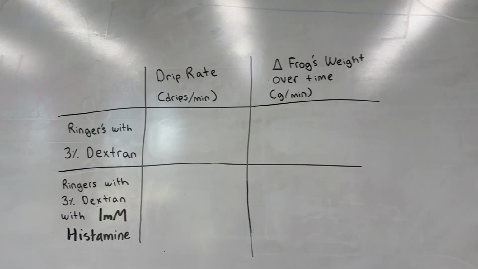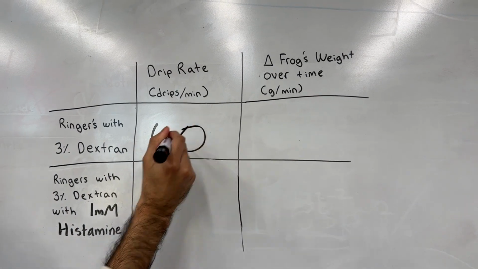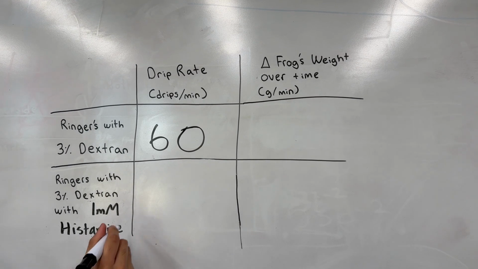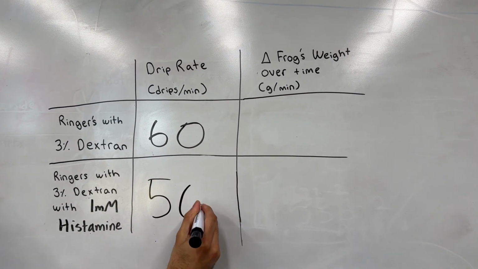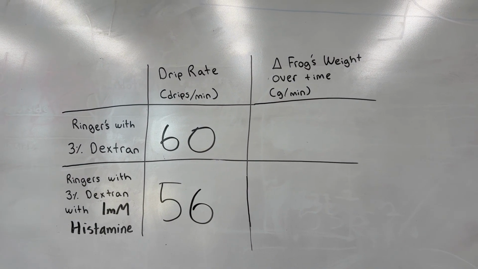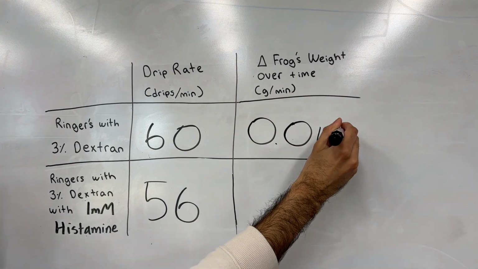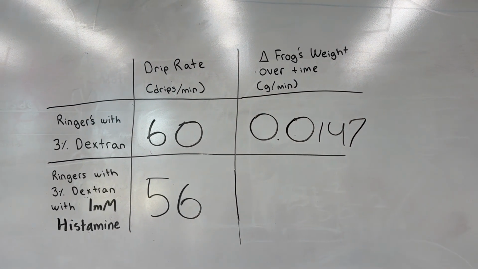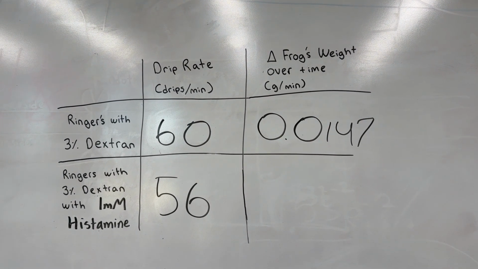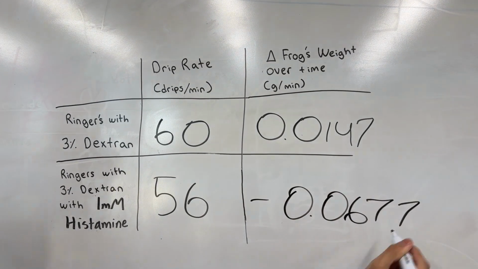The drip rate when Ringer's with 3% dextran was perfused was 60 drips per minute. The drip rate when Ringer's with 3% dextran with 1 millimolar histamine added was 56 drips per minute. The change in frog's weight over time when Ringer's with 3% dextran was perfused was 0.0147 grams per minute. When Ringer's with 3% dextran with 1 millimolar histamine was perfused, the change in frog's weight was negative 0.0677 grams per minute.